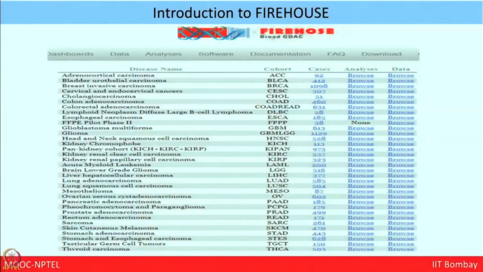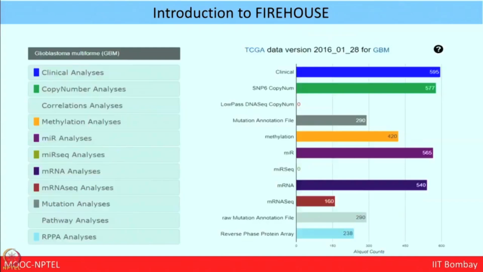So, Firehose can be used to download this kind of data. If we select a disease name, that may be glioblastoma multiforme, we can see all the data which are available in the TCGA can be downloaded from here. TCGA data version from 2016 for glioblastoma: clinicals, SNPs, methylation, miRNA, mRNA, mRNA sequencing data and reverse phase protein array data are already available. So, we can use Firehose to download the data.